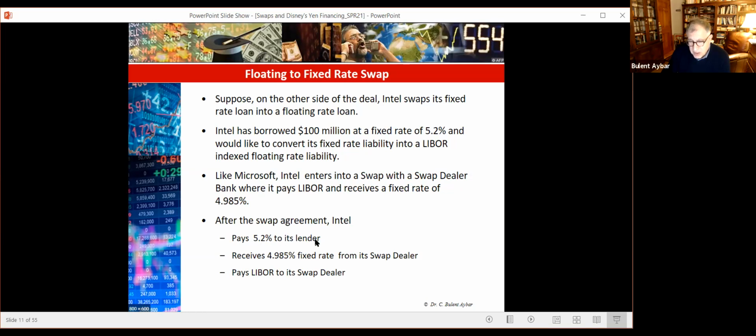So if you look at the deal cash flows, Intel is going to pay 5.2% to its lender. This has nothing to do with the swap. This is related to the original loan that Intel has on its books. The swap involves a receipt of 4.985% fixed rate on 100 million notional, and a payment of LIBOR interest on, again, 100 million notional that is made to the dealer. In the swap, Intel receives 4.985% fixed interest, but pays LIBOR in exchange.